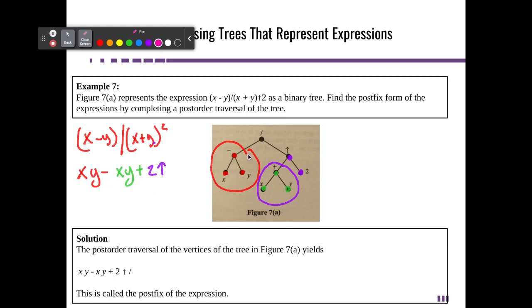So we'd have the red. And then we would have all of this guy, all of this and all of that. And then at that point, we're taking that and we are dividing them. So it's our left subtree and our right subtree divided. All right, so that's a postfix of the expression.